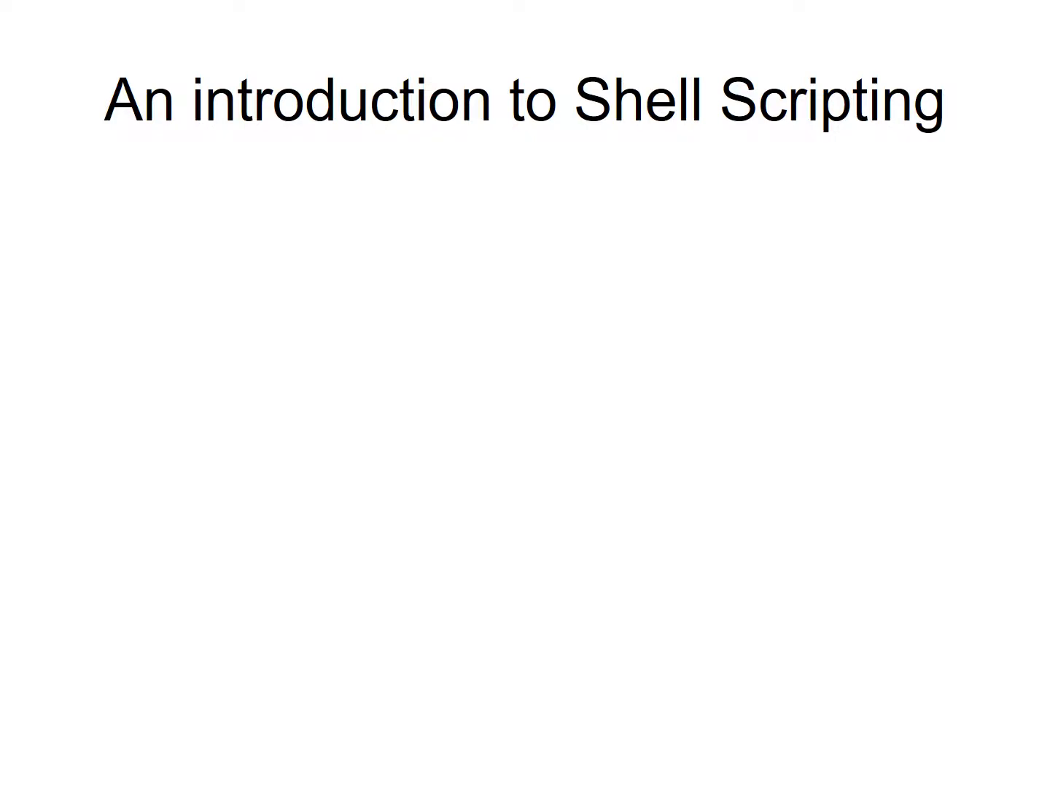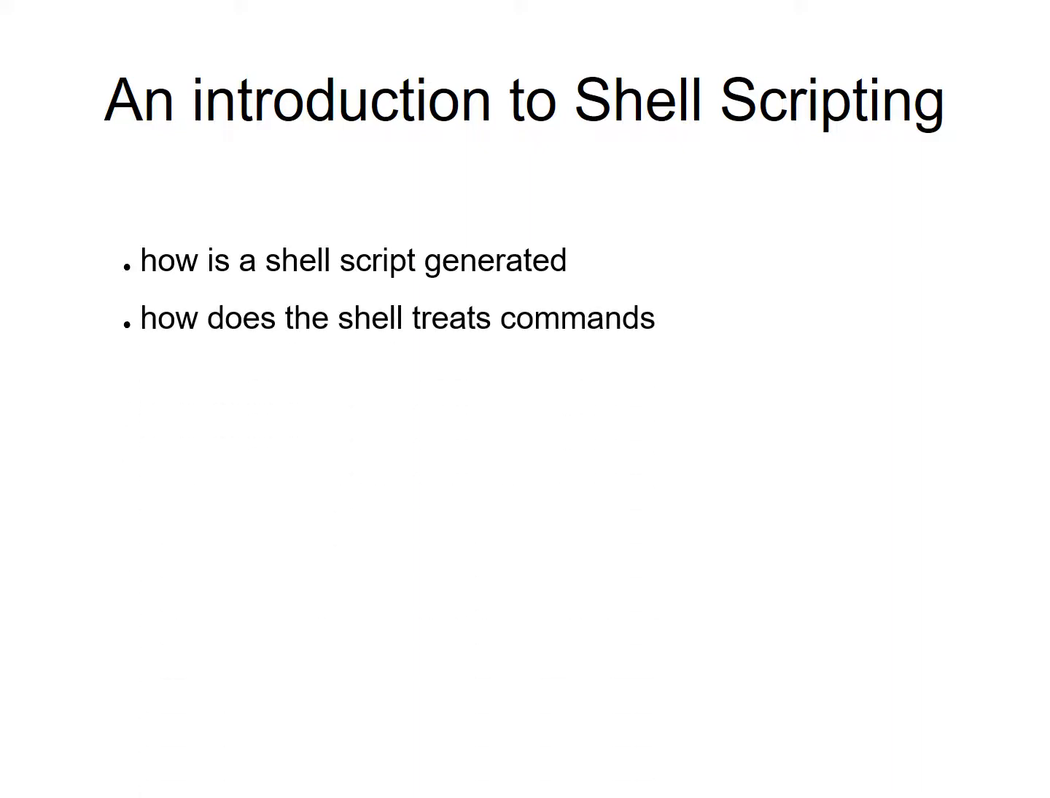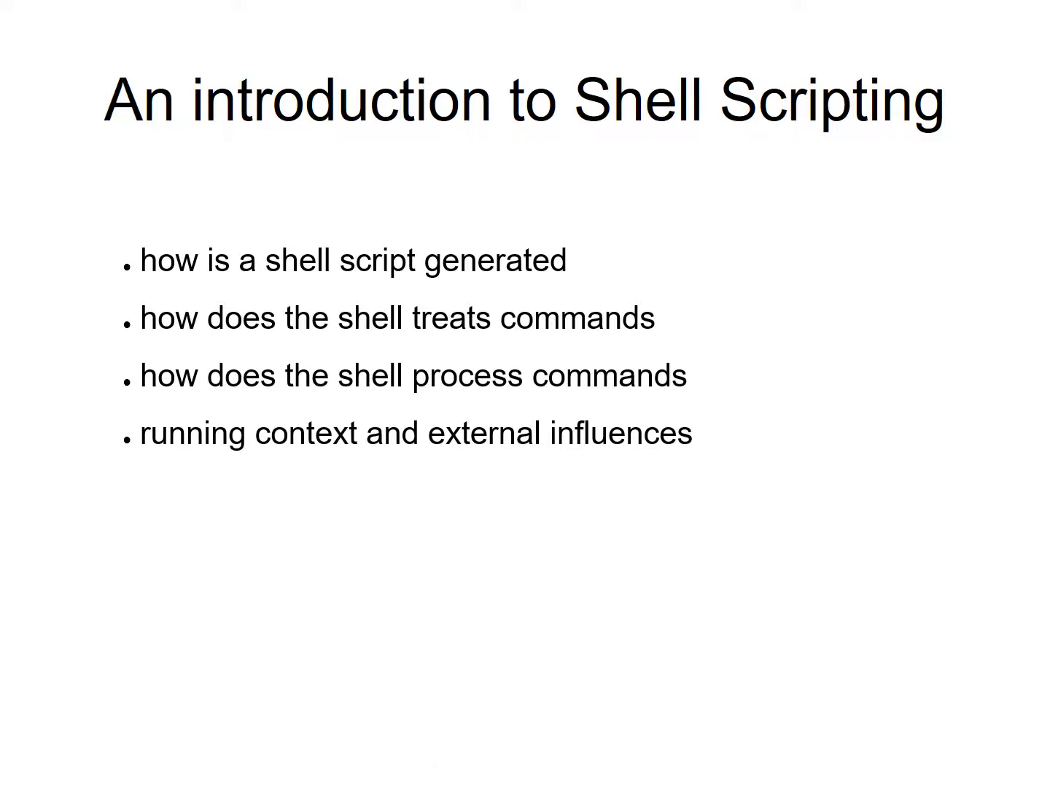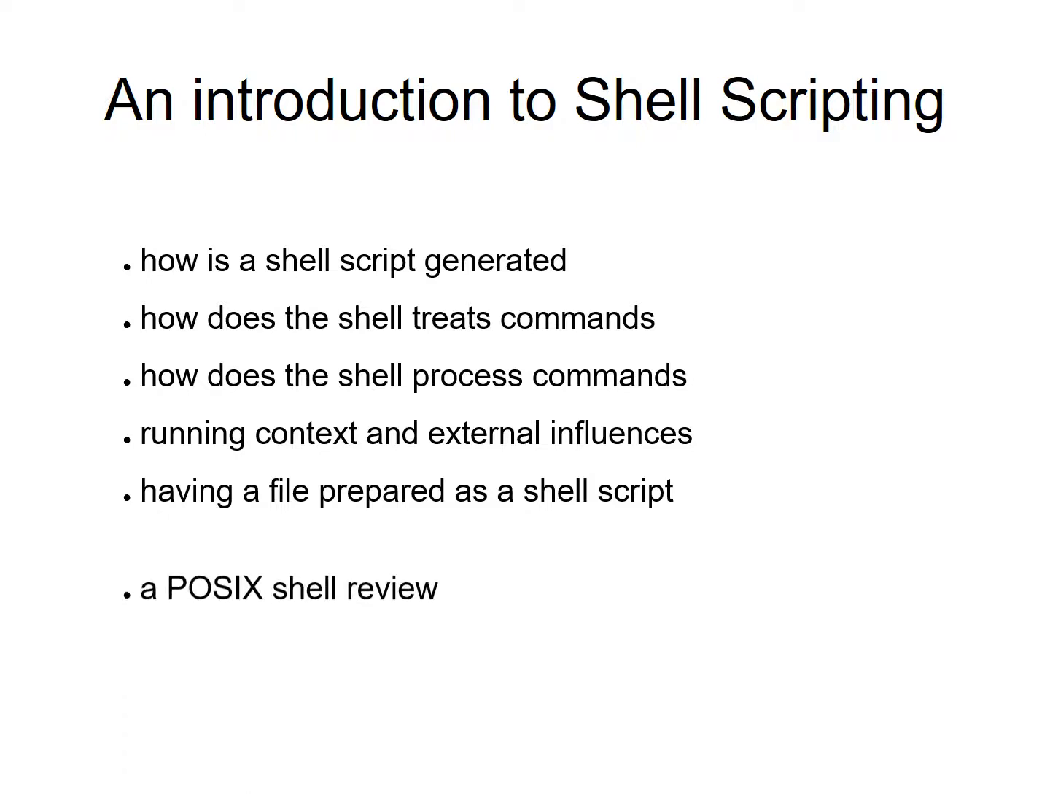To begin with, we will discuss the introductory module. Our main objectives are to learn how a POSIX shell script is generated, to find out how the shell treats the command code, to understand how the shell effectively processes them, how the runtime context and external influences affect its execution and its output, how to create and prepare a file as a shell script, and we'll end up by looking at a list of the main features of the main Unix shell interpreters.